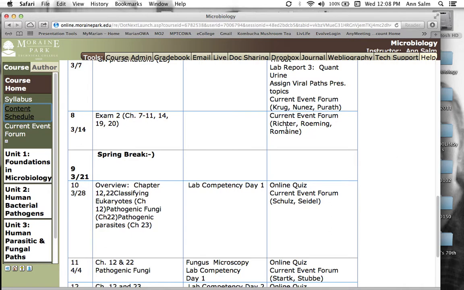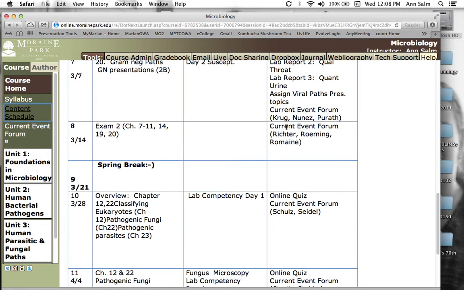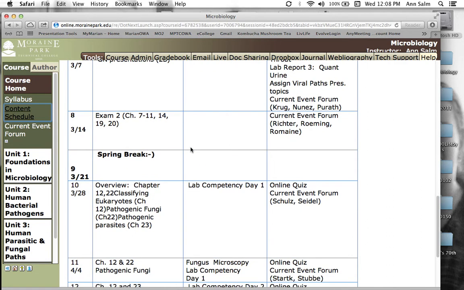The students who should have posted their current event articles are the students with last name Krug, Nunez, and Parath, and also Richter, Reming, and Romaine sometime within this next week. And then all students are responsible for responding 2 times, either to 2 different students or twice under the same article if there's one that's keenly of interest. Next week we have spring break, no class, so no class this week or next week.